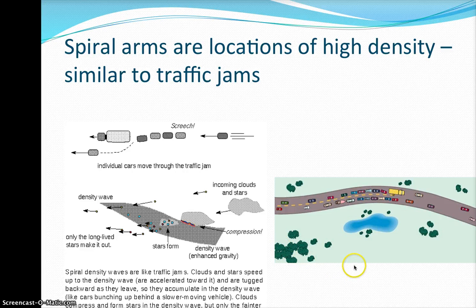So the spiral arms are not a stagnant feature where stars are moving in some very fancy way, but just an area where stars are getting backed up, and then star formation is happening in that area.